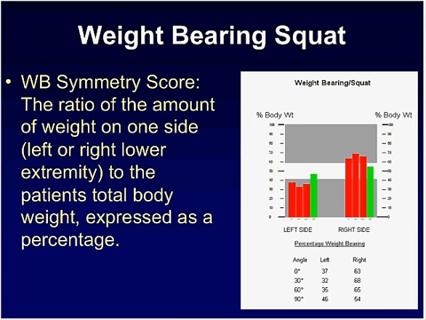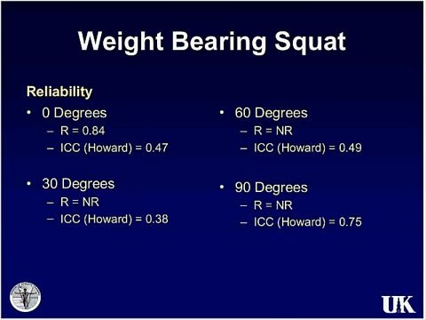Weight-bearing squat provides a ratio of the amount of weight on one side to the patient's total body weight, expressed as a percentage. And this is typically conducted under 4 conditions: standing at approximately 0 degrees in extension, 30 degrees, 60 degrees, and 90 degrees. It provides a comparison of the weight that's borne on each leg. We've actually found higher reliability values when the patients are closer to 90 degrees, but the remainder are okay. Those 0.4s and 0.3s, I would say, are pretty good.